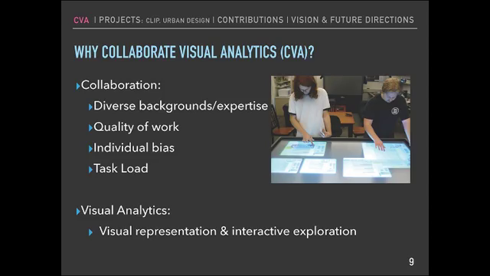So the question is, why collaborative visual analytics at all? With the complex information that we have, we see more and more scenarios where people have to get together and share their expertise to solve complex problems. As you all know, collaboration has a lot of advantages: people can share their diverse backgrounds and expertise, and it can help with the quality of work, lessen individual biases, and help share the task load.